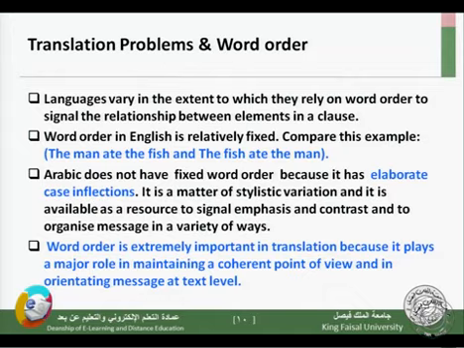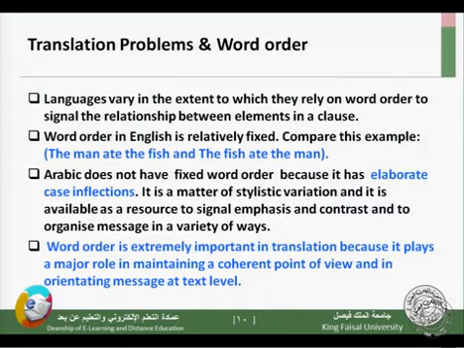Why? Because it has elaborate case inflections. It is a matter of stylistic variation. It is available as a resource to signal emphasis and contrast and to organize the message in a variety of ways. In Arabic, because of the inflectional system we have, فعل, فاعل, يفعل, متفاعل, all these are inflections. You need يضرب, ضرب, يضربنا. All these are inflections. You can manipulate the word order. ضرب الولد الحجر. You see.